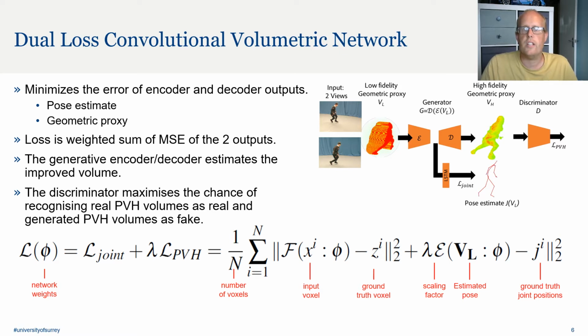The encoder-decoder network described in the section above with the dual volume and joint pose loss can produce consistent results. However, we employ a generative adversarial network. Again, the encoder-decoder model, which we refer to as a generator, estimates the improved volume, while a discriminator maximizes the chance of recognizing real PVH volumes as real and generated PVH volumes as fake.